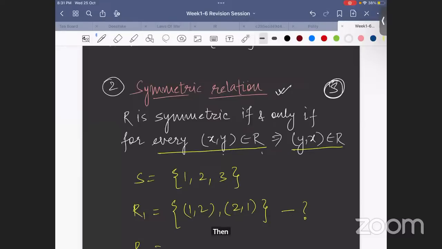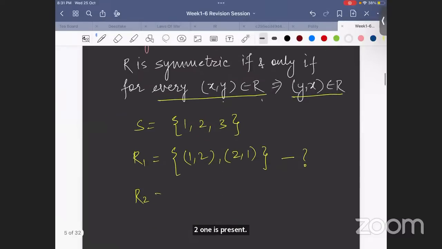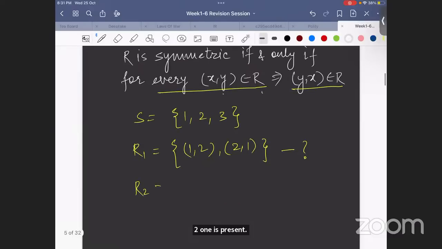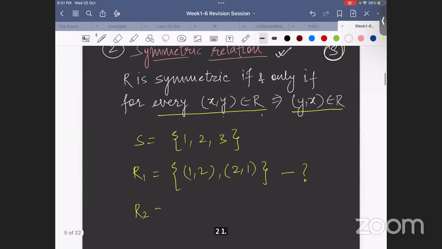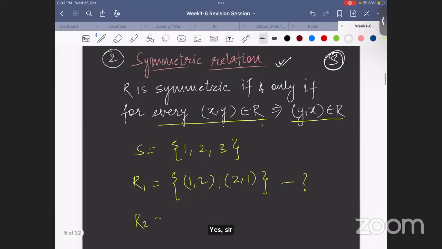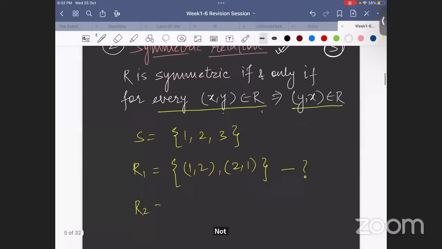Now S is a simple set, and for R1 you need to decide whether it's a symmetric relation or not: (1, 2), (2, 1). Is it a symmetric relation? Yes, sir, it's symmetric. Is R1 a reflexive relation or not? No, sir. Why? Because (3, 3) is not present.